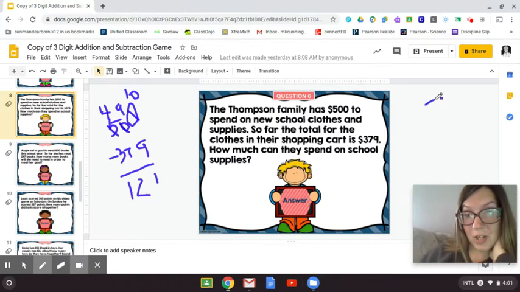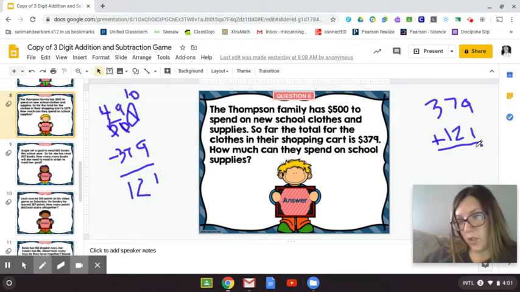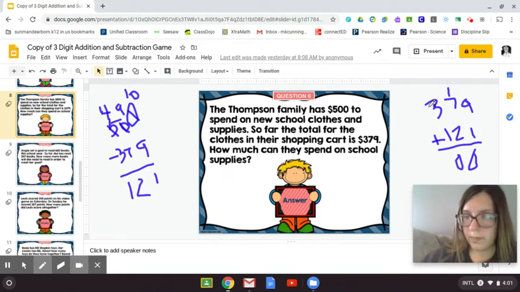I'm going to now check to make sure I'm right. I'm going to add 379 plus 121 to make sure I get 500. Because when it's confusing problems, I like to do that to make sure I'm on the right track. So 9 plus 1 is 10. So I have my 0 and my 1. 1 plus 7 is 8. 8 plus 2 is 10. 0, 1. 1 plus 3 is 4. 4 plus 1 is 5. Okay, so your answer was $121. That's what they have left to spend on school supplies.